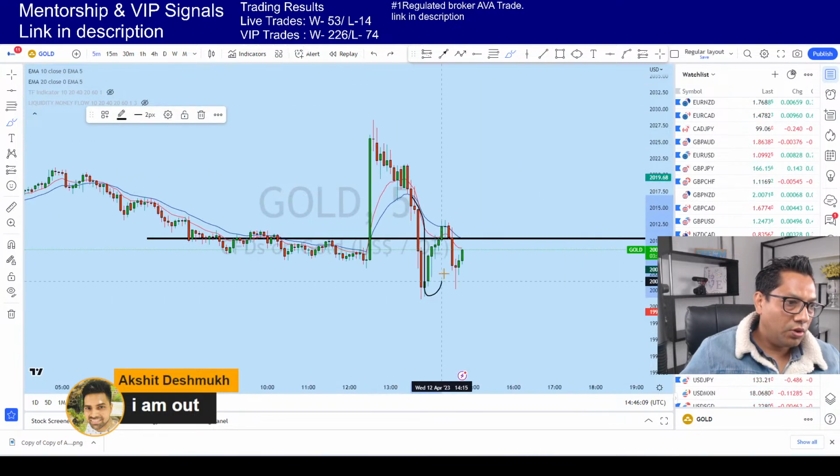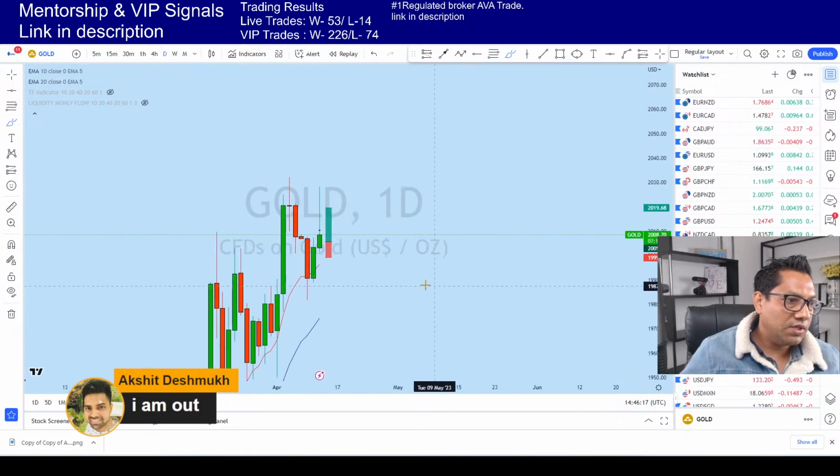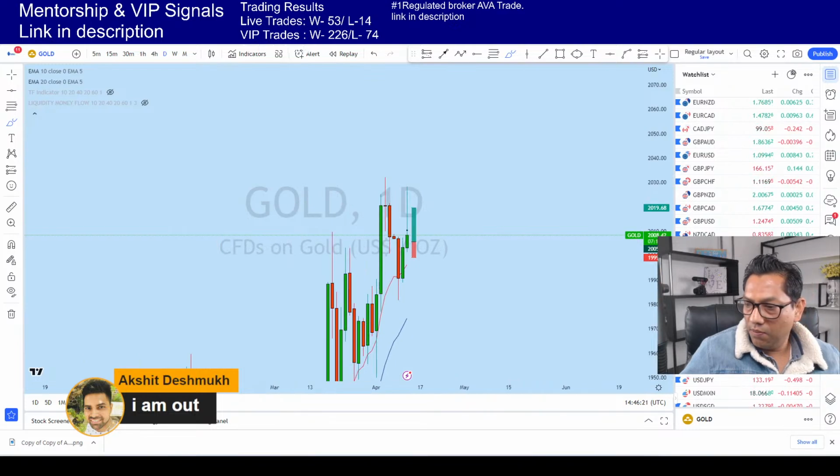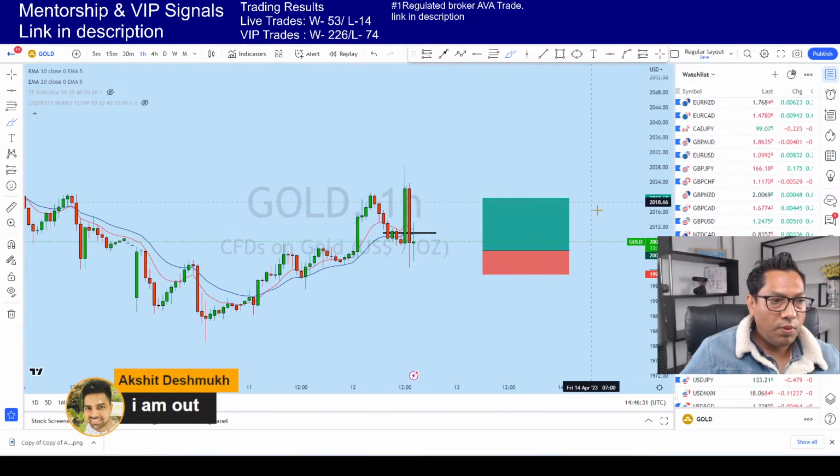The way it is forming, to me it's a double bottom, and I think the market will continue in its original direction. If you look at the daily, you can see the price has already come to the daily support and has had a big bounce to the upside. So in my opinion, it will continue to the upside. Anything can happen, as I mentioned, trading is all about probability.